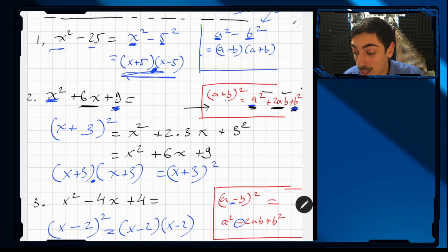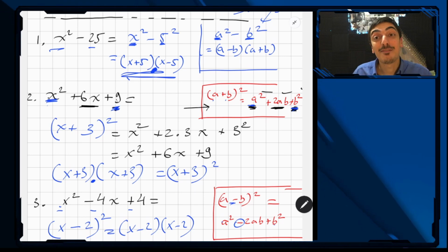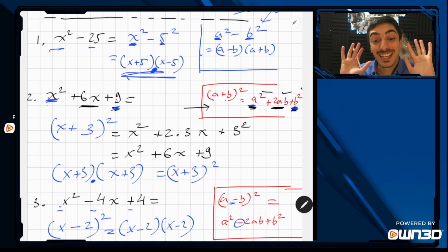There's nothing in common here. There's nothing in common here. There's nothing in common between all these here. But it turns out that there is a factorization. So enjoy. This part is over.